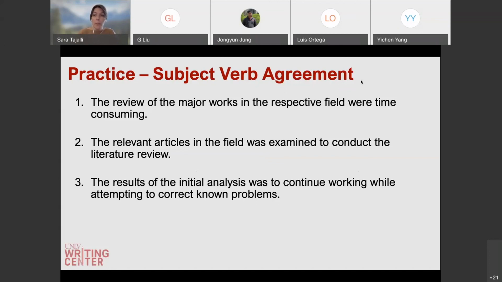Okay, so let's practice a little bit together. If you guys want to, use your mics to shout out the answer, or you can put it in the chat. First, we're going to practice a little bit of subject-verb agreement. So let's take a look at these. The first sentence is, "The review of the major works in the respective field were time-consuming." So is there anything wrong with this sentence? And if so, what can we do to fix it?